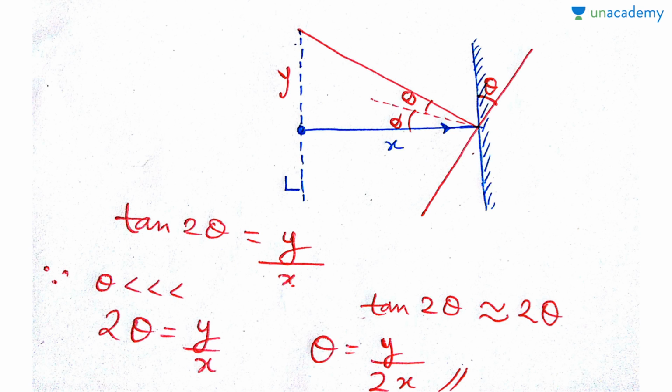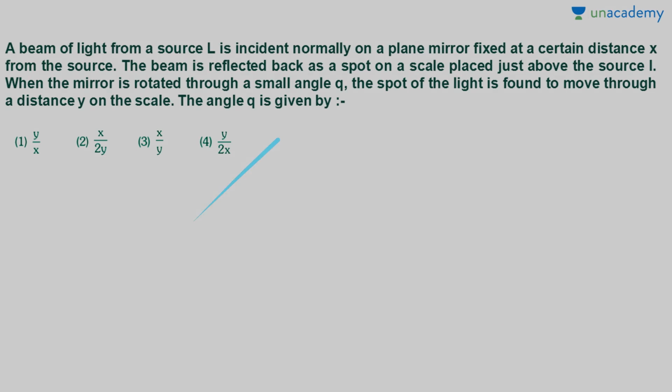Now if this is theta, this angle becomes theta. By the laws of reflection, dropping a perpendicular, this will also become theta, since the angle of incidence is equal to the angle of reflection. In this triangle, with 90 degrees here, tan 2 theta equals y upon x. Since theta is very small, tan 2 theta can be written as 2 theta. So 2 theta equals y by x, and theta equals y upon 2x. That is the fourth option.